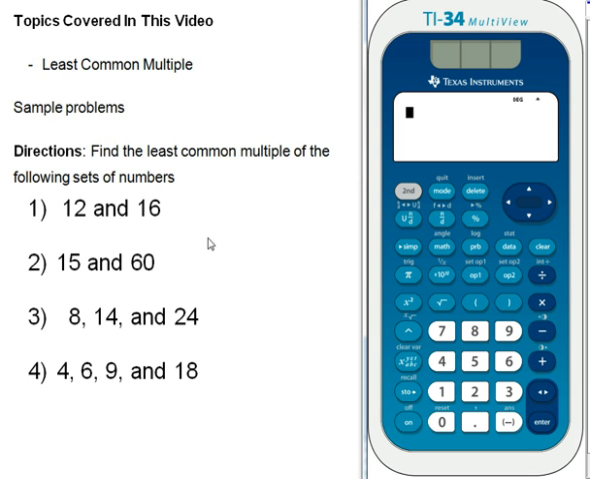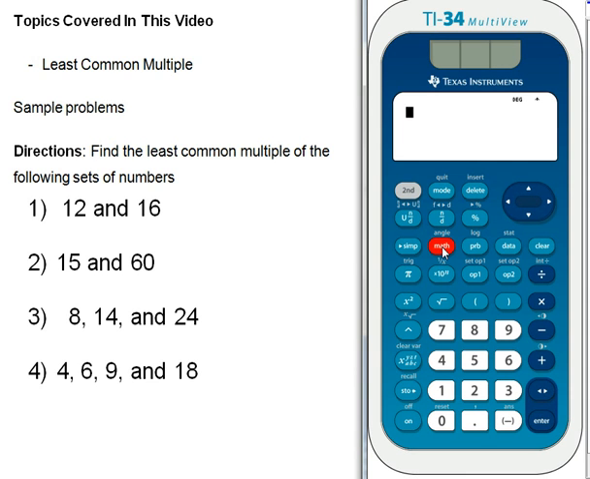So in our sample problems, it says find the least common multiple of the following sets of numbers. In sample 1, we want to find the least common multiple of 12 and 16. To do that, we're going to use the math button here. If we hit math, you'll notice that there are two categories, math and NUM, which is for number. Under math, option number 1 is LCM, which is least common multiple. So we'll hit 1 for option 1, and that pulls up the LCM with a parenthesis.